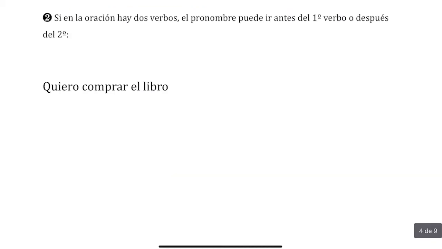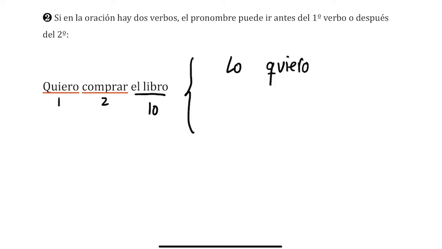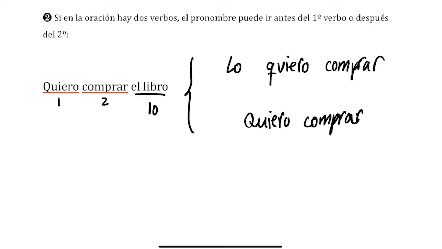The second rule is when in the sentence we have two verbs. In this example right here, I have two verbs. One, quiero, and the second one is comprar. When this happens, there are two ways of doing this. One, placing the pronoun, which will be lo, before the first verb, as in lo quiero comprar, and the second way will be placing the lo after the second verb and attach to it. Quiero comprar, and then lo all together.